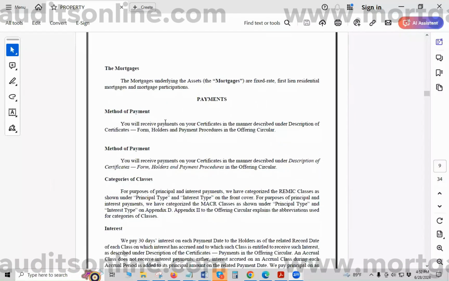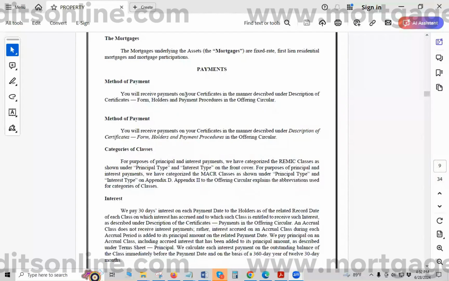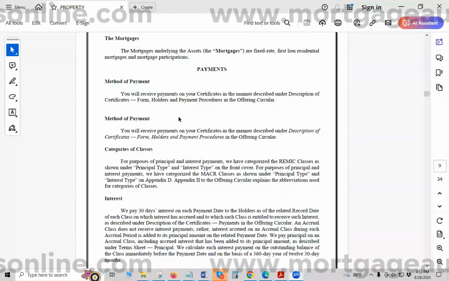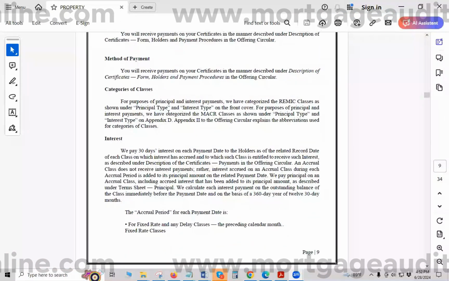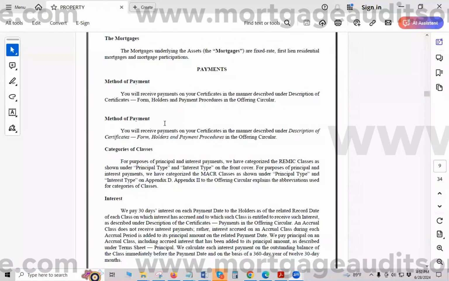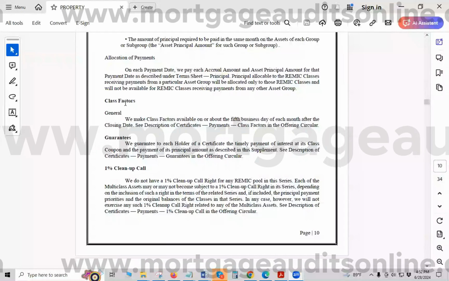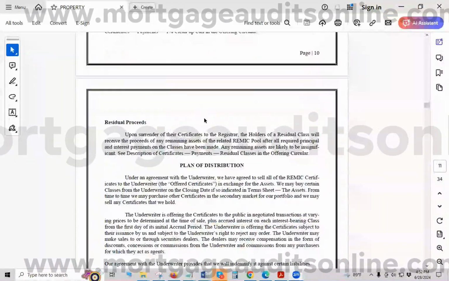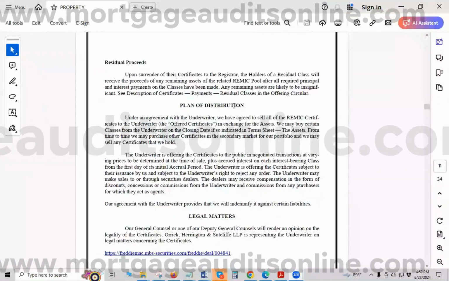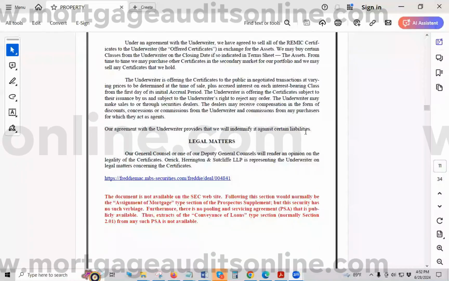And so here he's just giving you information relating to the different aspects of the trust, the excerpts of the information, okay? Categories of classes, interest, method of payment, okay, as you see here. And moving right along, here it shows you the class factors, okay? Plan of distribution, residual proceeds, and these are all things that are brought up.